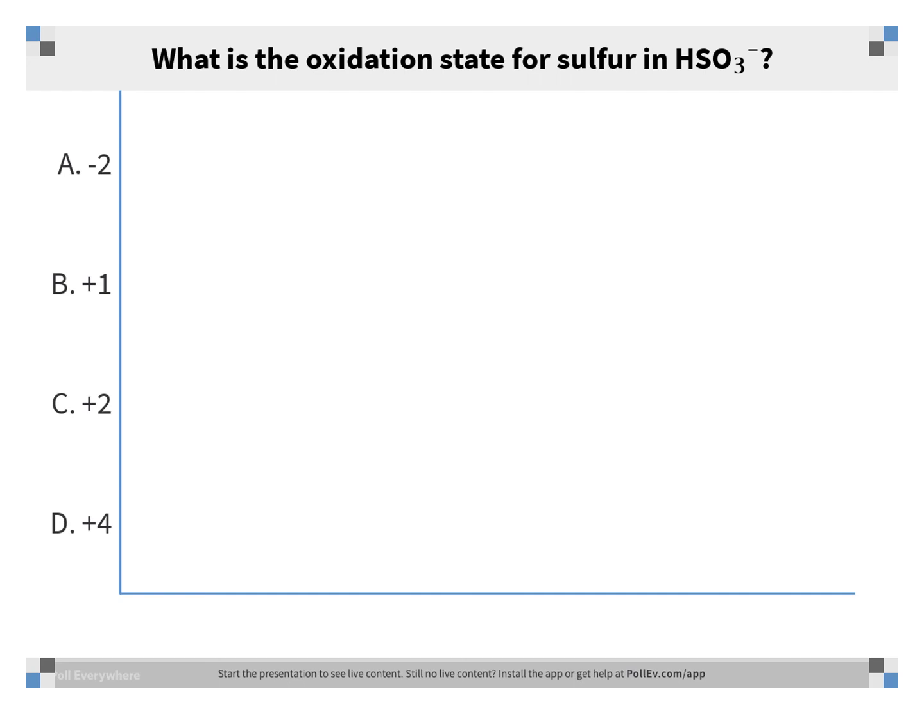Oxygen is a -2, and there are 3 of them, so that's -6. We've got a +1 from the hydrogen. So +1 plus X minus 6 equals -1. So X ends up being a +4. Since there is only one sulfur, it gets the full +4 for its oxidation number.